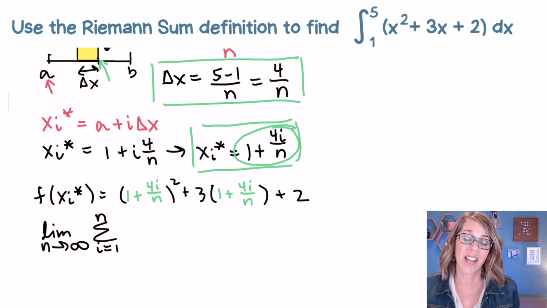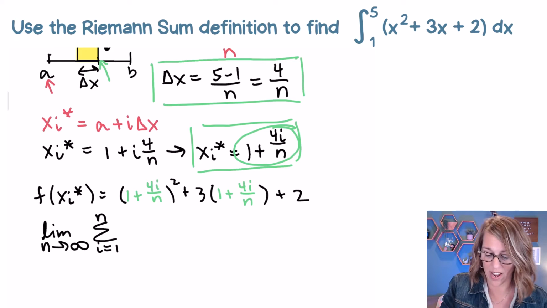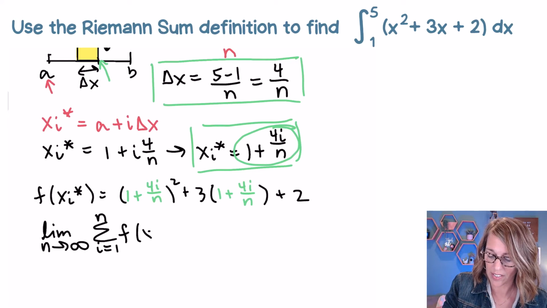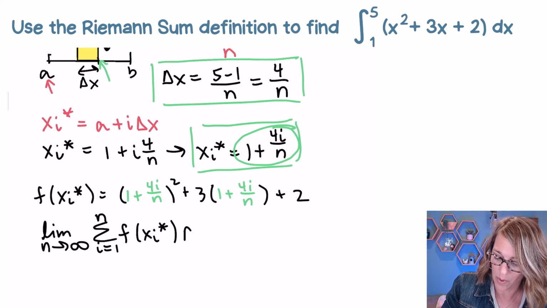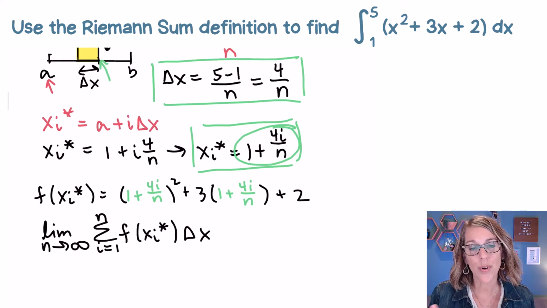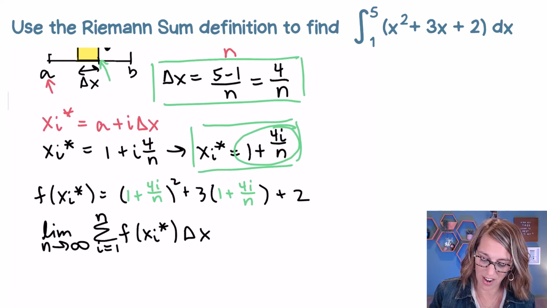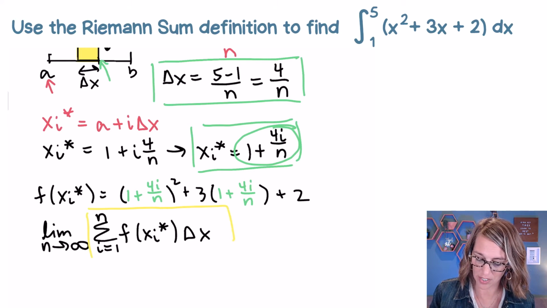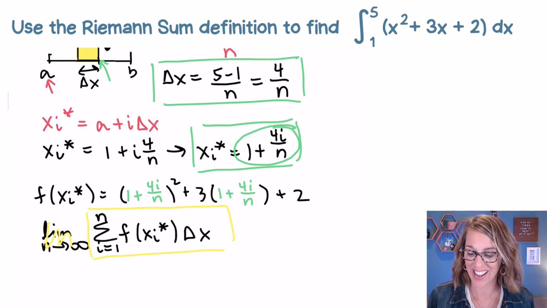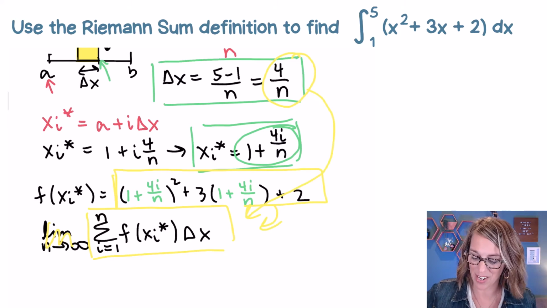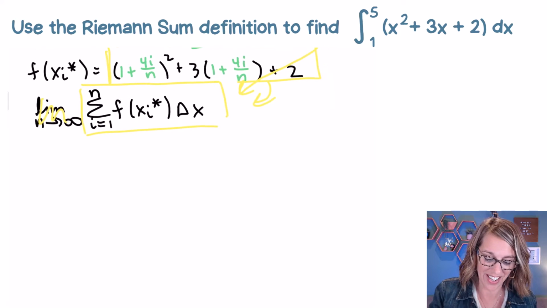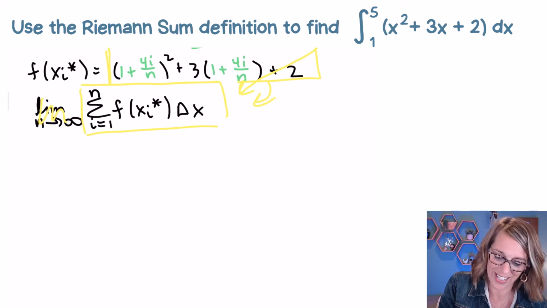I counts my rectangle, so i is going to go from 1 to n for n rectangles. f of x sub i star, that's my rectangle height, times my rectangle width, which is delta x. As we work with this definition, we're going to be focusing on just the summation to start. So I'm going to ignore that limit, and I really want to put in my delta x and my f of x sub i. I'm going to put both of those into that summation. So let's go ahead and do that work so that we can start to get to that answer.